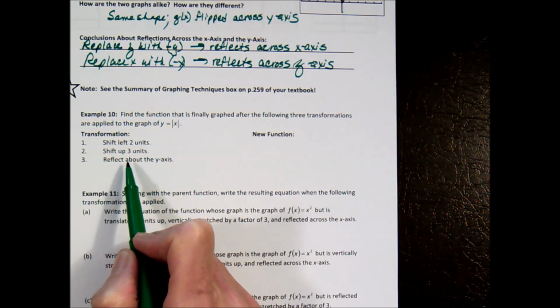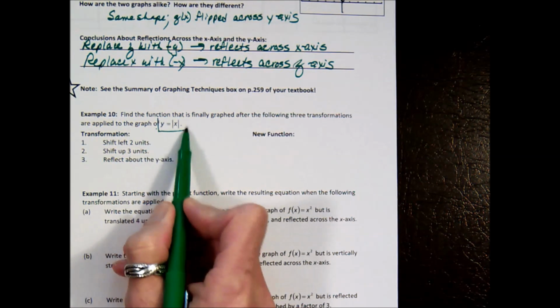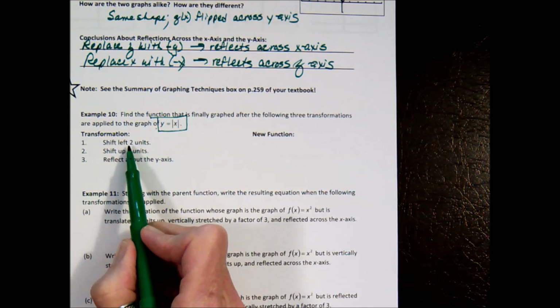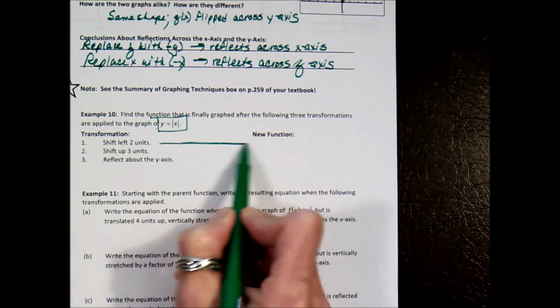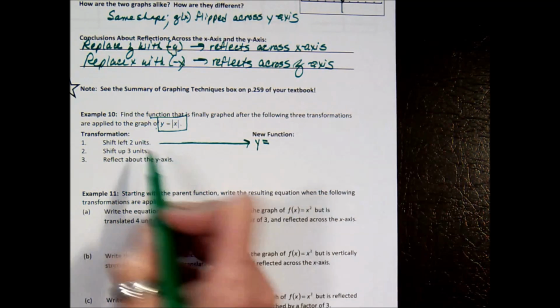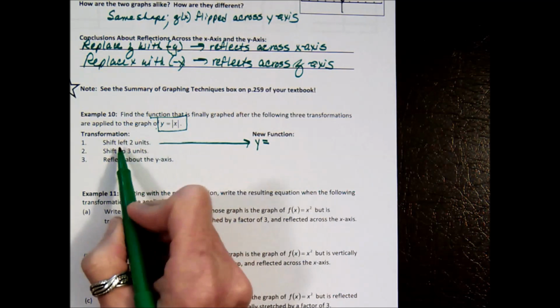So first off, we want to take this function, y equals absolute value of x. We want to shift it left. So that's a horizontal shift. So what that is going to give me is my new function of y equals, remember, horizontal shifts are inside the function, and it's counterintuitive.